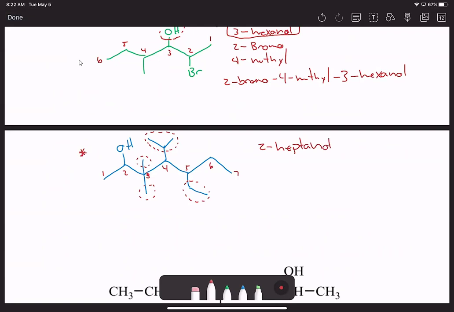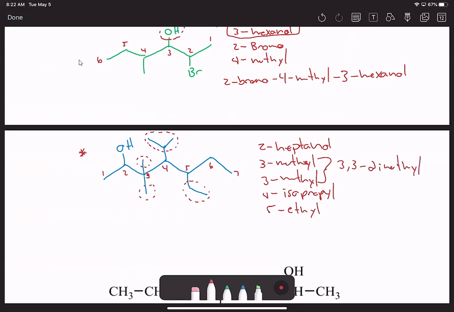2-heptanol. On carbon number 3, and on carbon number 3 again, I'm going to have this methyl, and again I'm going to have methyl. On carbon number 4 I have isopropyl, and on carbon number 5 I have ethyl. Well, the two methyls, I'm going to put those together as 3,3-dimethyl. So I've kind of taken care of these two here.